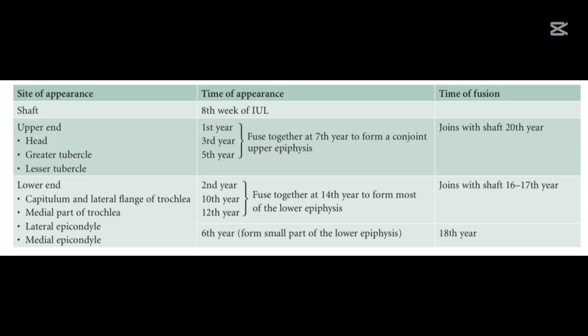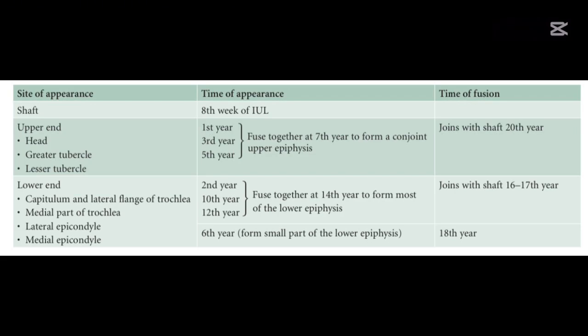So when does ossification in the shaft occur? It comes at 8 weeks. The scapula is also 8 weeks, while the clavicle is 5 to 6 weeks. Don't forget. But the secondary centers ossify at different times. So you might know it, you might not know it. It might be important, it might not be important.